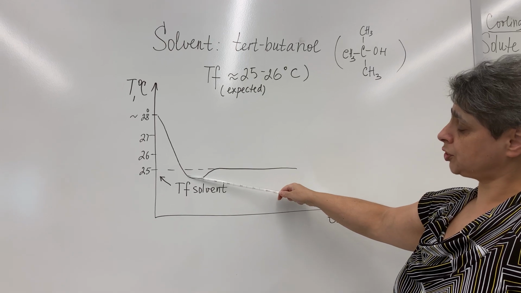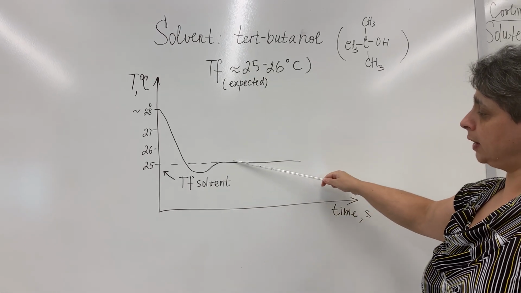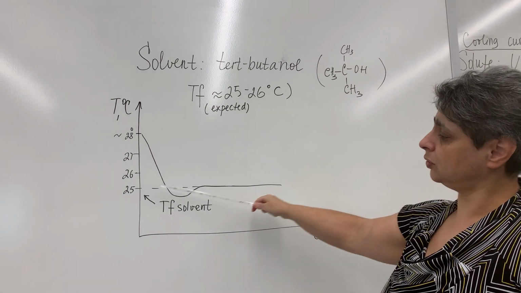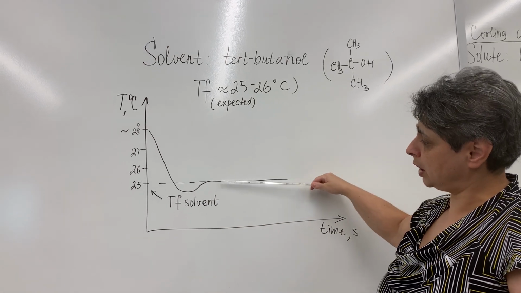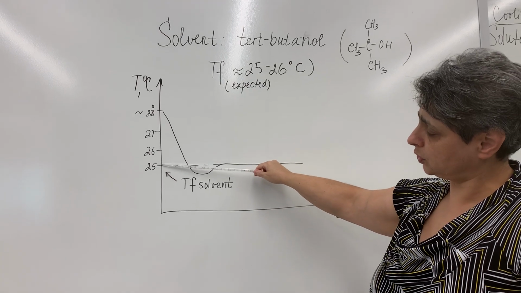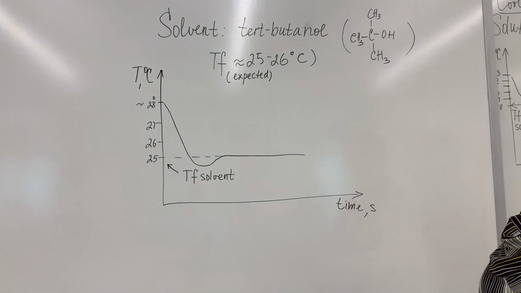We notice temperature dropping, briefly coming back. This is the area called supercool, and then it levels off at a more or less constant value right around 25 degrees. So if we draw the horizontal line parallel to the x-axis over to the y-axis, we find the freezing point of the solvent is right around 25 degrees.